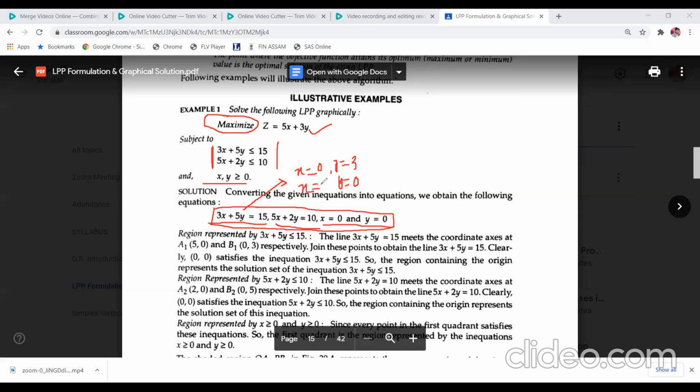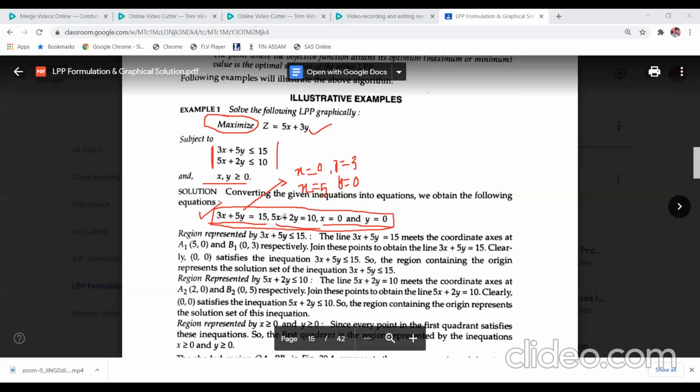Simple. Once you put x equal to 0, you will get one point. Once you put y equal to 0, you will get the other point. So you have two points, (0, 3) and (5, 0). Just plot them on the graph, join the two points, and extend the line on both sides. So you got the first line on the graph.